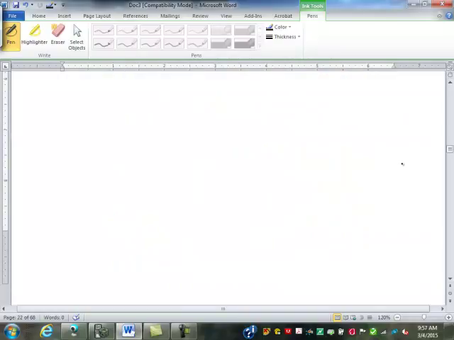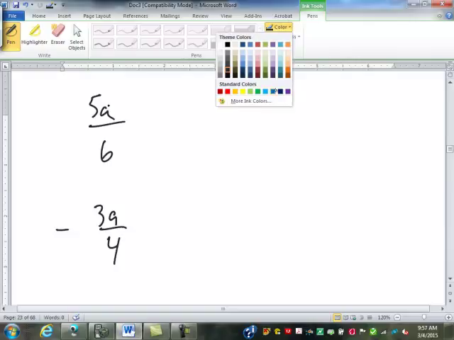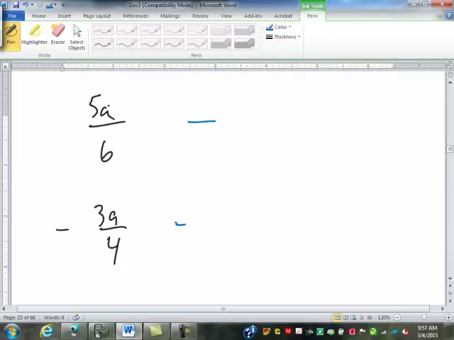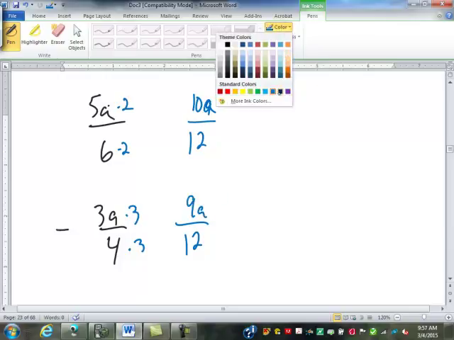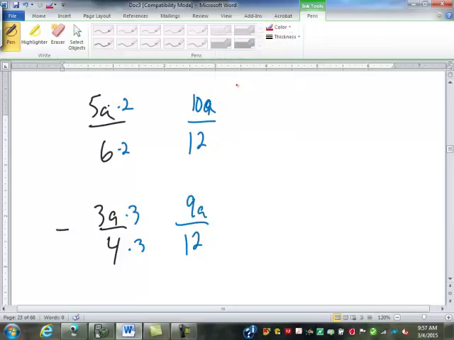Number 28: 5a over 6 minus 3a over 4. Common denominator will be 12. This one's times 2, so this times 2 is 10a. This is times 3, so this times 3 is 9a. So we have 10a over 12 minus 9a over 12.